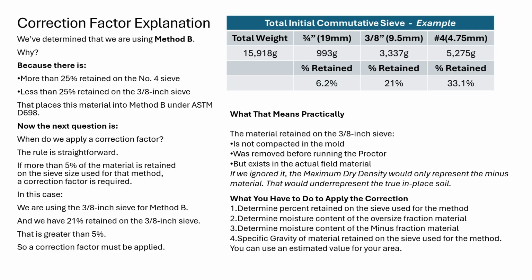When is a correction factor required? Now we determine whether a correction factor is required. The rule is simple. If more than 5% of the material is retained on the sieve used for the method, a correction factor must be applied. In method B, we use the 3/8 sieve. In this case, 21% is retained on the 3/8 sieve. That is greater than 5%. Therefore, a correction factor is required. We should then take a moisture content from the plus material and minus material as well. This will be used in the calculations later on.